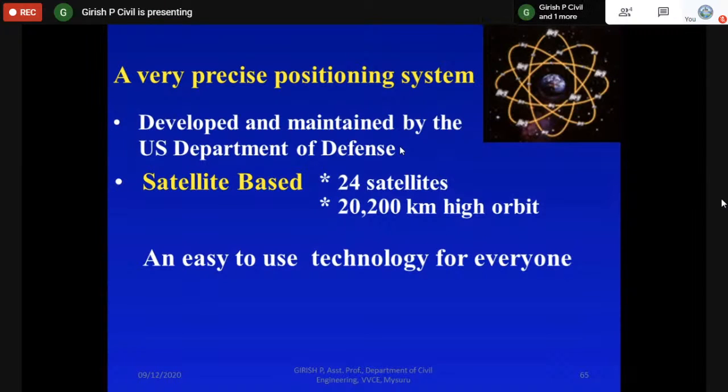Most of the satellites will have an orbital path, like the polar orbit, covering an altitude of 20,200 kilometers in a higher orbit. So any space program that has an orbital path of 24 satellites has the ability to maintain the GPS system.